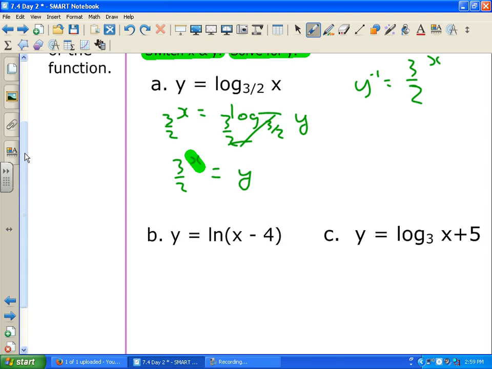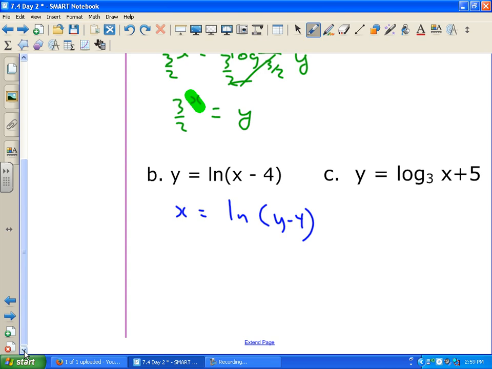Next one, letter B. Y equals the natural log of (x minus 4). Find the inverse. X equals the natural log of (y minus 4). Mr. Wood, I don't know how to match the bases up here. That doesn't have a base on it. Well, here's the tip. The natural log is the log base e. So I'll change it to log base e instead of natural log. Now you should be able to see what you need to do.